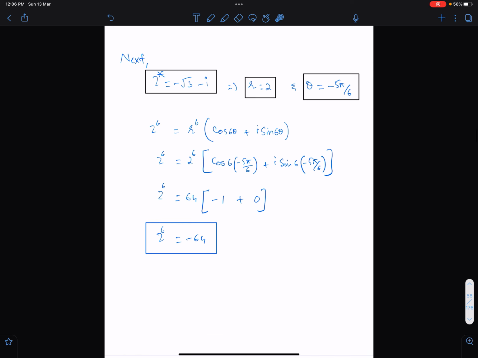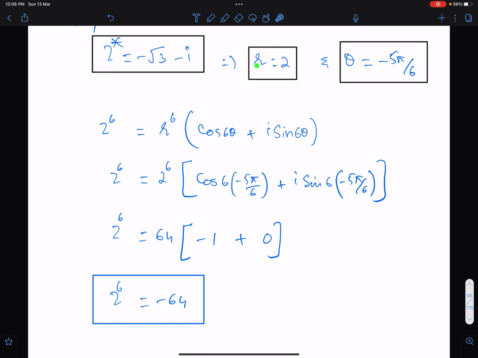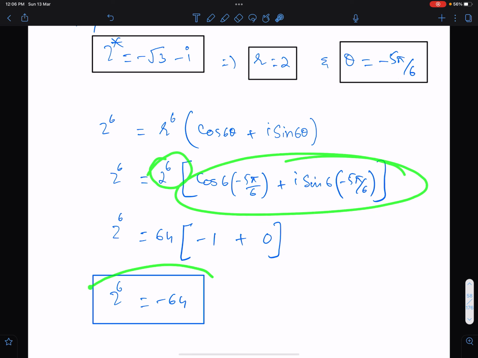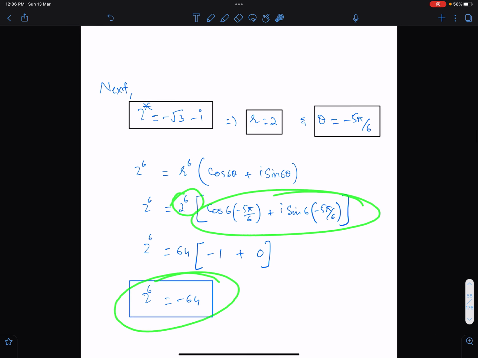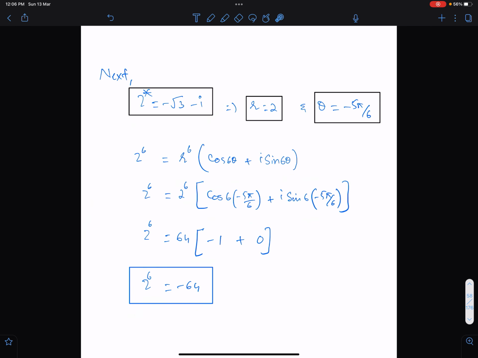Now we have to do the same thing for the conjugate root, for this conjugate. The modulus of this conjugate is 2 and argument is minus 5 pi by 6. Now we just need to substitute r here and theta here and here. By simplifying this and this, we have shown that this conjugate is the root of this equation.